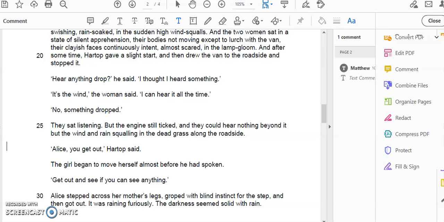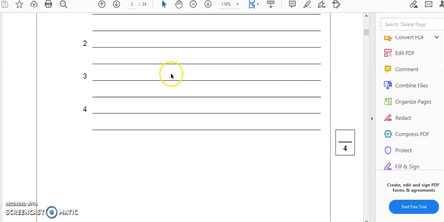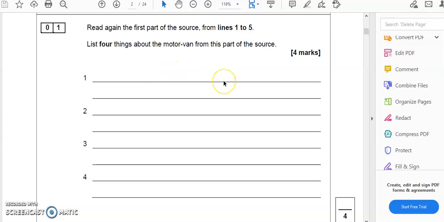Okay, so question 1 is very straightforward. And it's worth 4 marks, so to be honest, you'll probably be able to answer this in a couple of minutes tops. So if you want to pause the video in a second and just give yourself 3 or 4 minutes to answer this question.